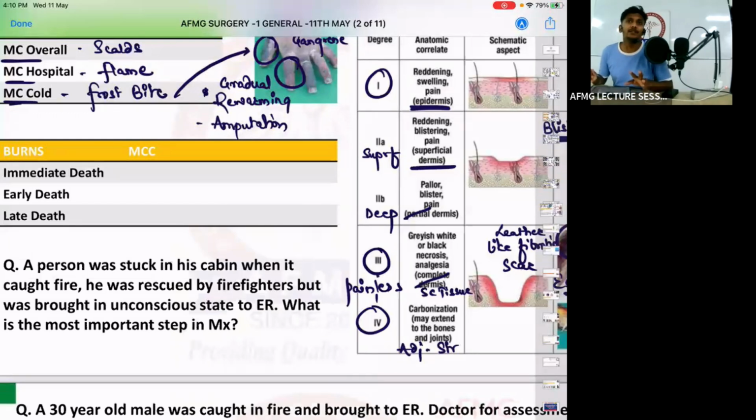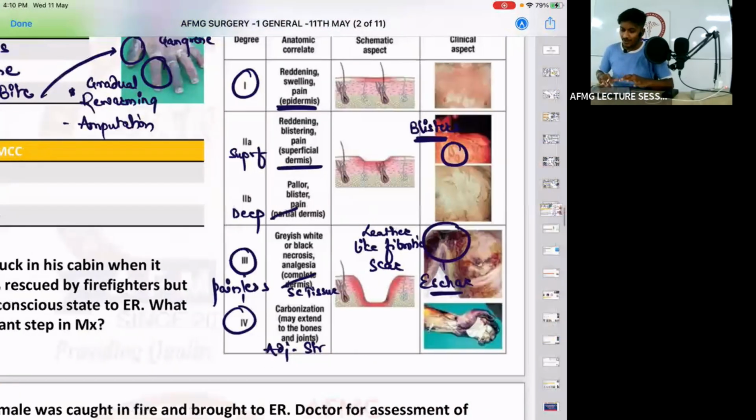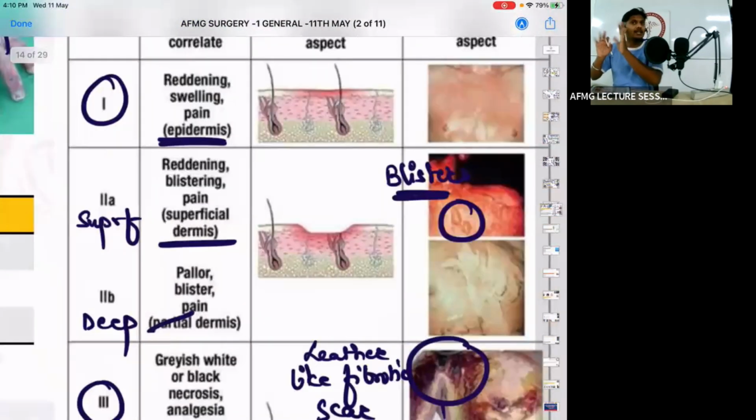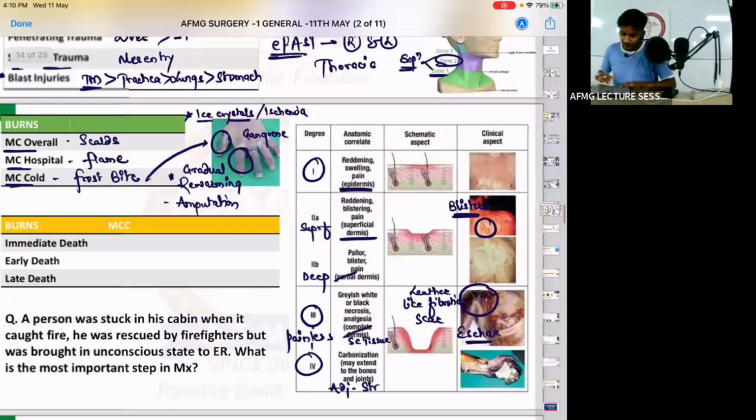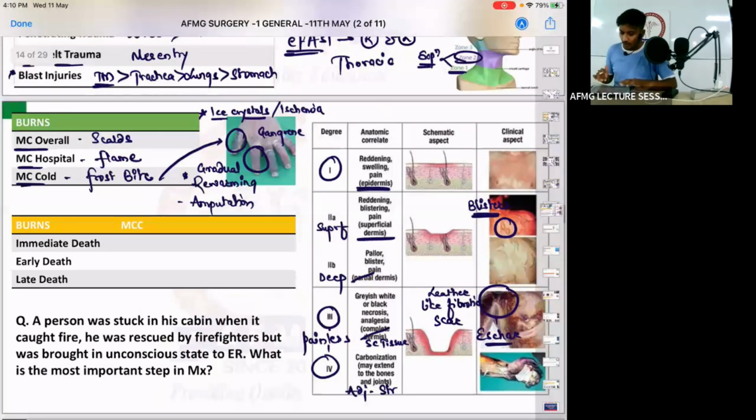Erythema is usually a first degree burn, because look, what is important is redness, swelling, and pain. That's it. So that is first degree burn. No issues with this. Now I talk about burns.